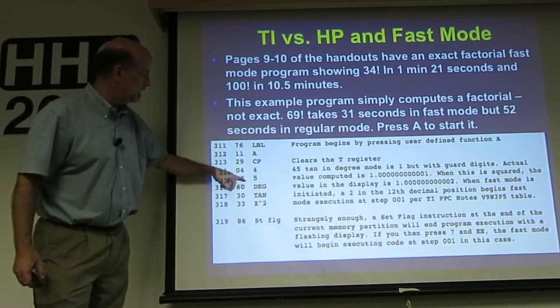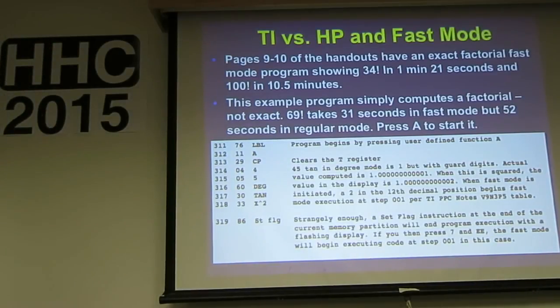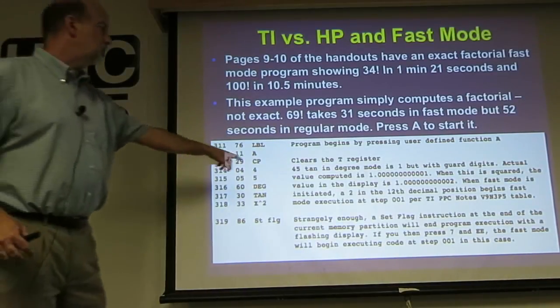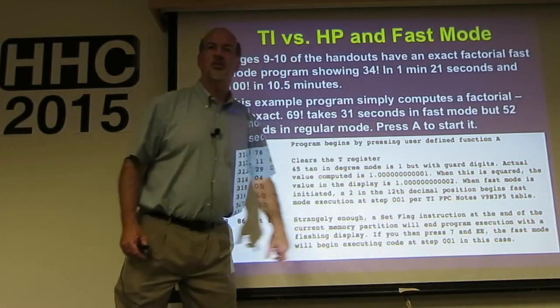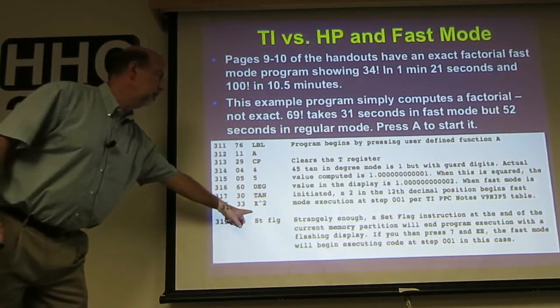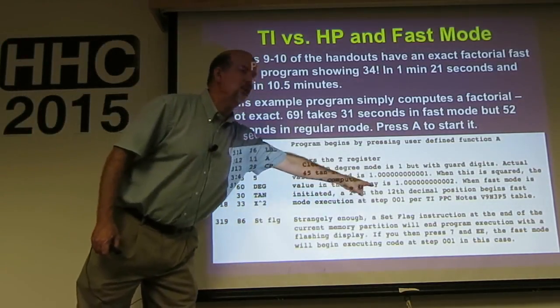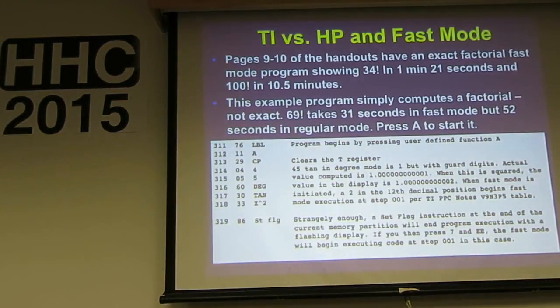To start it, label A, you clear the T register, and then you compute the tangent of 45 degrees. The value computed is 1.0000001, but it's got that 1, it's kind of off the display. You then square it. When you square it, you have a 2 in the 12th decimal position. Very important. Whatever value is in the 12th or 13th decimal position determines where it comes back and starts executing your fast mode program.